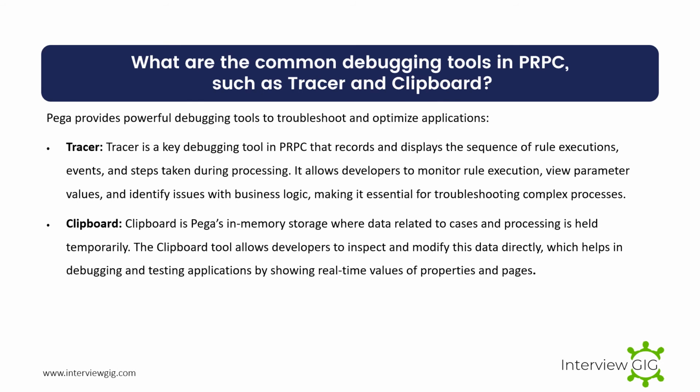What are the common debugging tools in PRPC, such as Tracer and Clipboard? Pega provides powerful debugging tools to troubleshoot and optimize applications. Tracer is a key debugging tool in PRPC that records and displays the sequence of rule executions, events, and steps taken during processing. It allows developers to monitor rule execution, view parameter values, and identify issues with business logic, making it essential for troubleshooting complex processes.